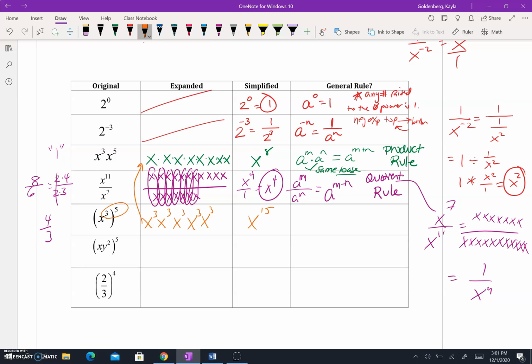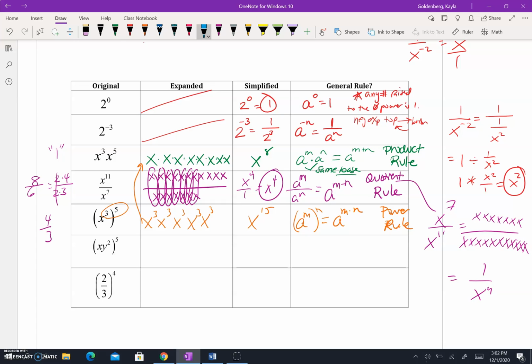And then I always think about this one as the power rule, because it deals with that extra exponent. So I always think about this as the power rule, and it's like if you have a certain power raised to another power, you multiply them. That's what we see by the 3 and the 5 making the 15.